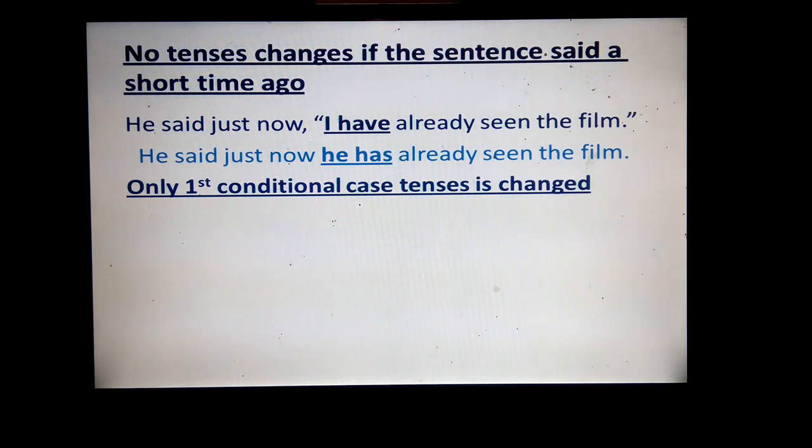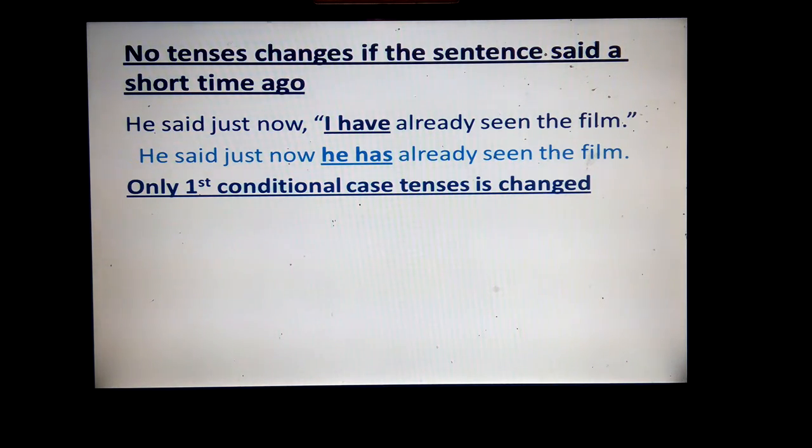No tense changes if the sentence was said a short time ago. If the words were said a short time ago, I don't shift the tense back. He said just now, "I have already seen the film." He said just now he has already seen the film. So no changes from present to past.